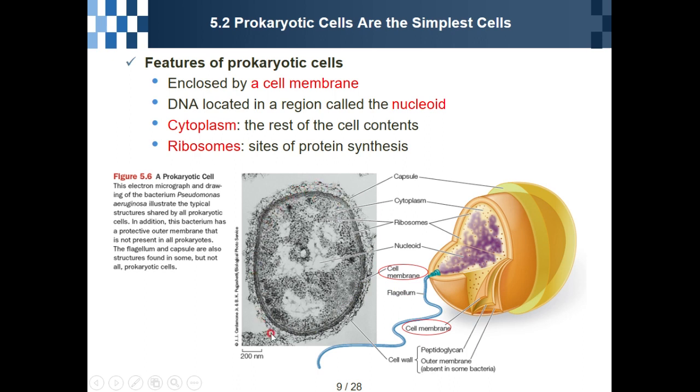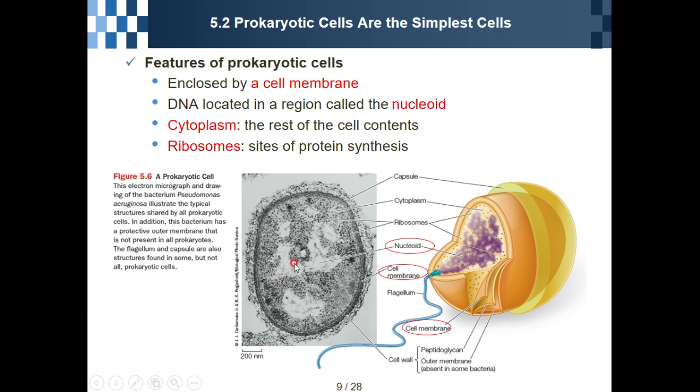This is a prokaryotic cell, and this is a prokaryotic cell. They are enclosed by a cell membrane. Also, this is the DNA. The DNA is located in a region called the nucleoid. There is no nucleus. The very bright region is DNA, so we call it the nucleoid.